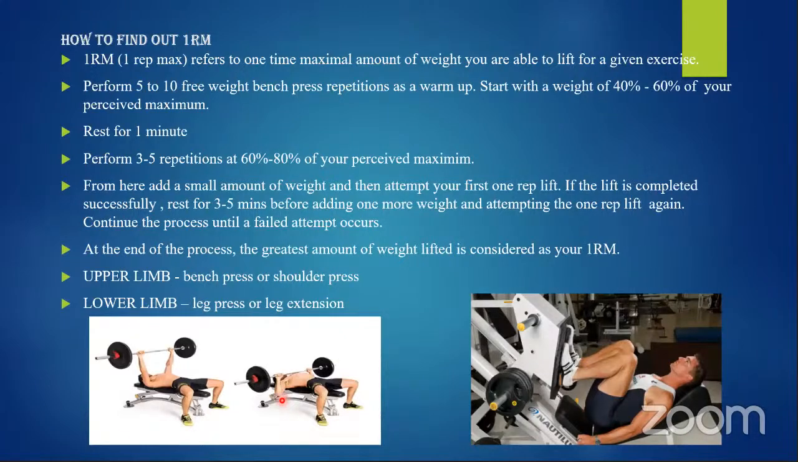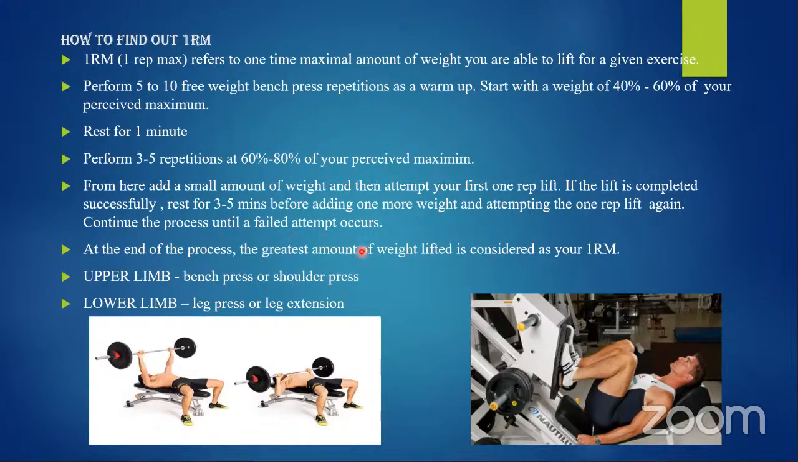Here comes the protocol for determination of 1 RM. Consider we are checking our 1 RM with bench press. Before starting the test, always do 5 to 10 free repetitions in bench press. Always start with a weight of 40 to 60% of your perceived maximum. Once you're done with 5 to 10 repetitions, rest for a minute. Then add some more weight and do 3 to 5 repetitions and take 1 minute rest. Continue the process until you get a failed attempt. At the end of the process, the greatest amount of weight you lifted will be considered as your 1 RM.